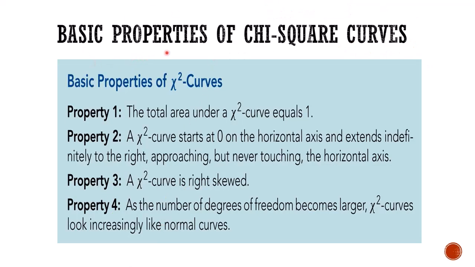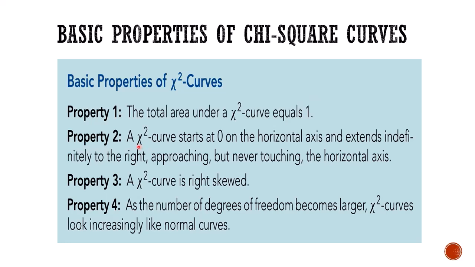Now here are some basic properties to know about the chi-squared curves. Property 1 says the total area under a chi-squared curve equals 1, which is the same as with any other curve. That means the chi-squared curve will cover 100% of the observations. So the proportions, the area under the curve equals 1. That's the total area under the curve.